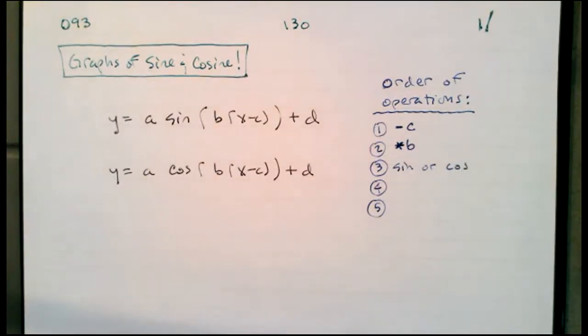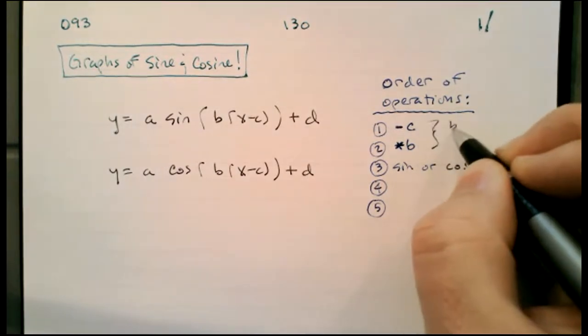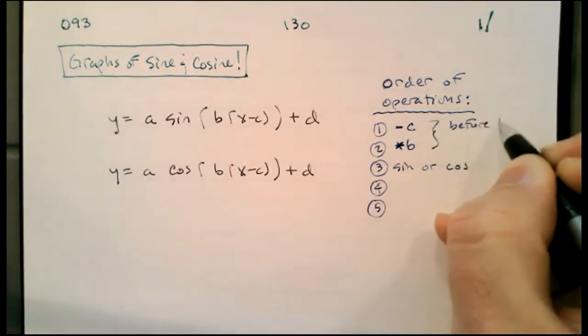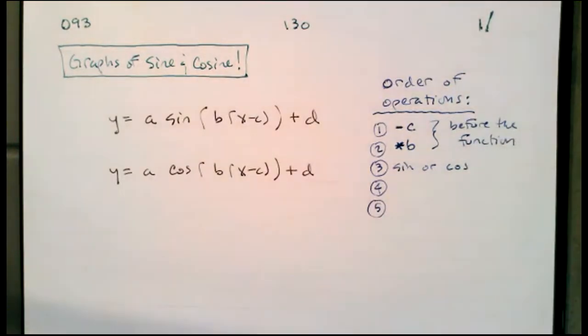So notice that the c and the b represent addition and multiplication before the trig function. This is stuff before the function. And we know that operations before the function will have a horizontal effect on the graph. So before the function, we're going to see some horizontal stuff out of the c and the b.